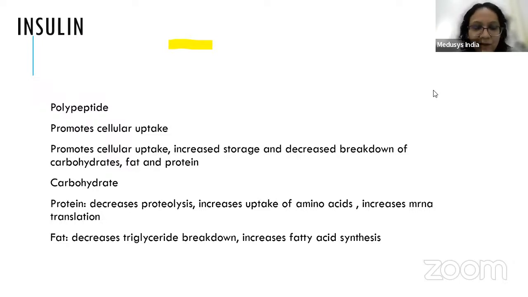Actually, it's already visible. So insulin and glucagon, they control all the metabolism of all three. So just what we should know: insulin, it is a polypeptide. And can somebody say the effect of insulin on carbohydrate, protein, and fat?